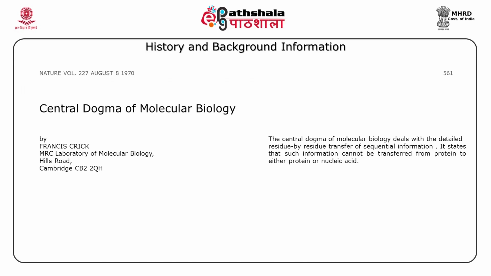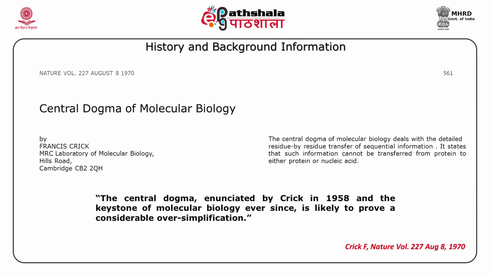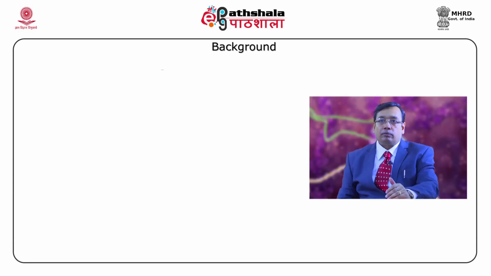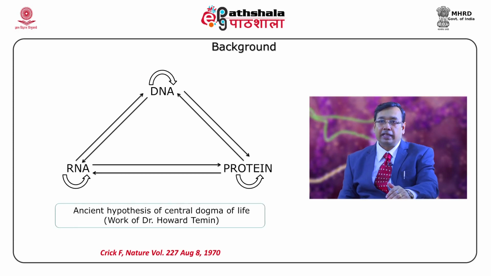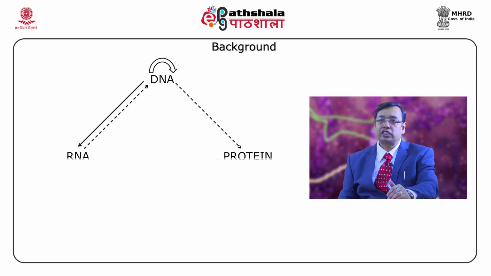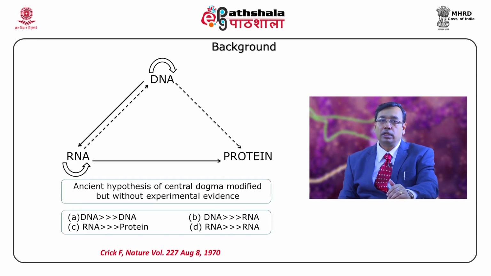So let's start with the history and background information. This is taken from the paper published by Francis Crick in Nature volume 227, August 1970, where the central dogma was enunciated by Crick in 1958 and has been the keystone of molecular biology ever since. Initially, work from Dr. Howard Temin said that DNA, RNA and proteins are self-replicating, and DNA produces RNA, RNA produces protein and protein produces DNA, and vice versa. However, no experimental evidence had been shown to establish this fact.